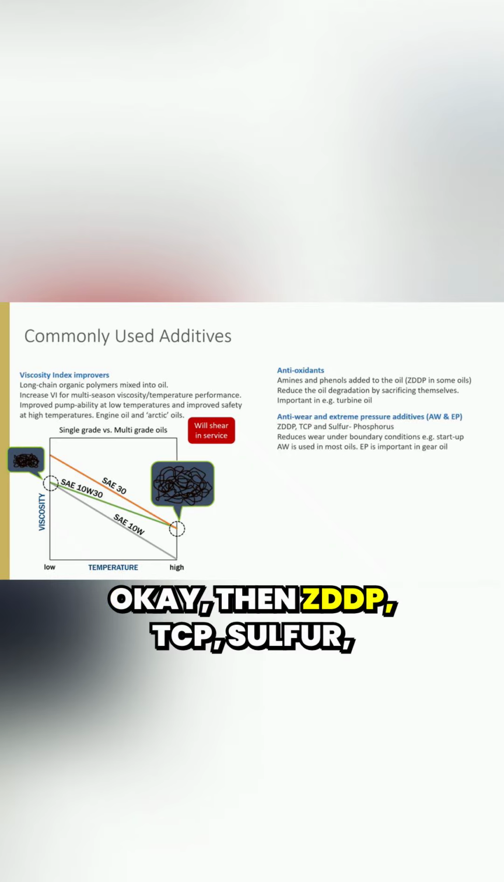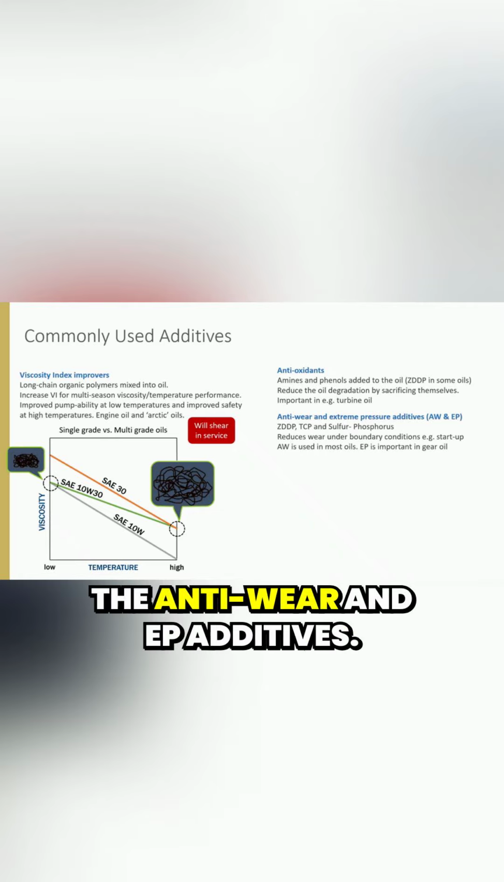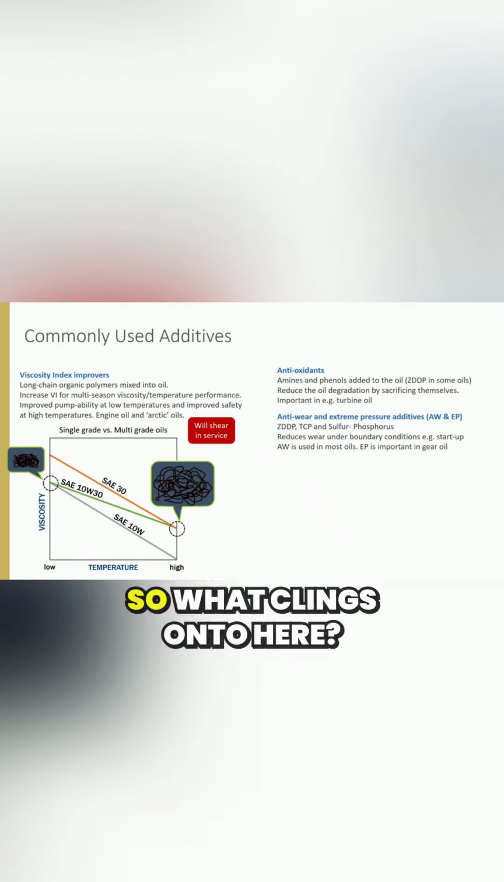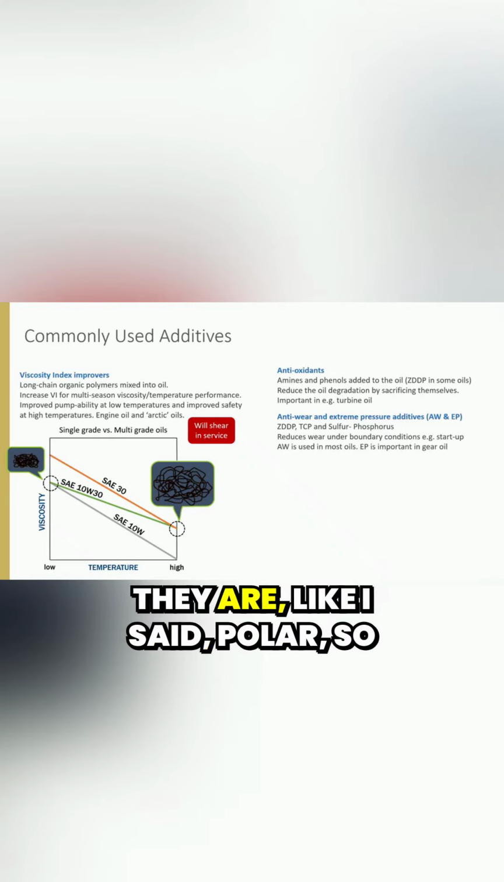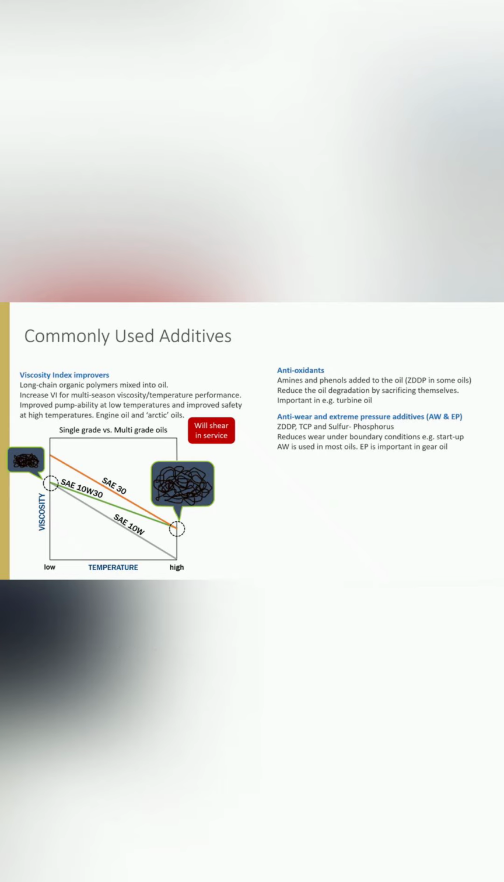Okay, then ZDDP, TCP, sulfur, phosphorus, and so on is typically the anti-wear and EP additives. So what clings onto here? They are, like I said, polar, so they also cling on to wear metals, dust, water, and so on.